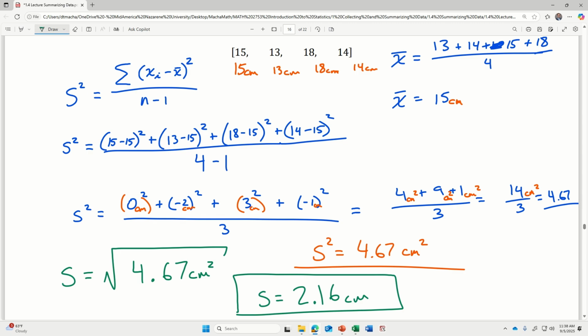4.67 did not fit in. It did not sound like a deviation. It wouldn't sound like something you would expect to be a typical deviation from the mean, but this does. So that's good.